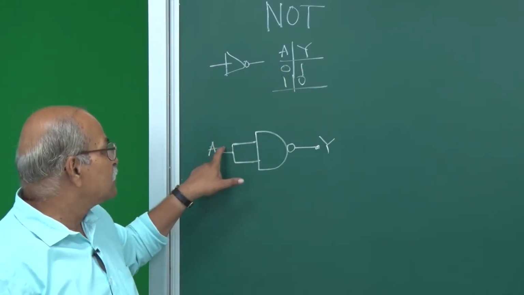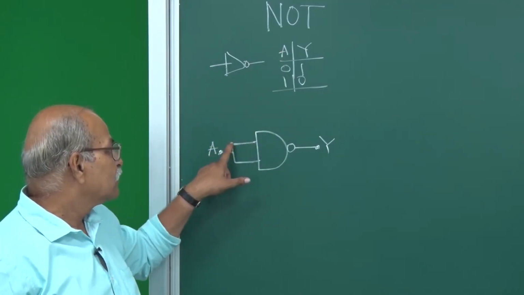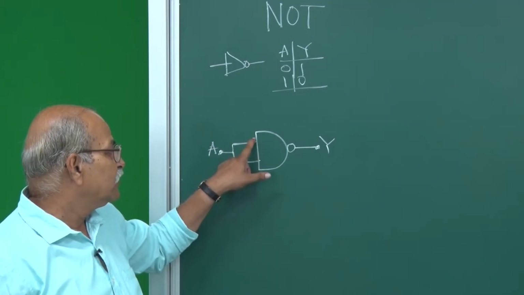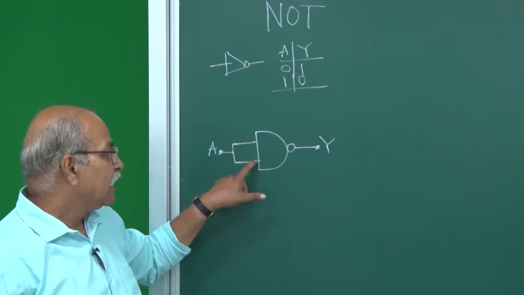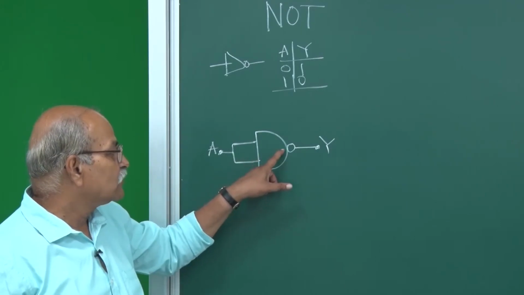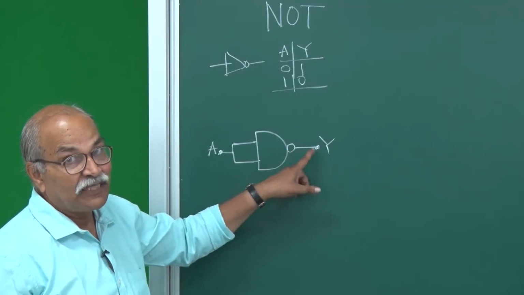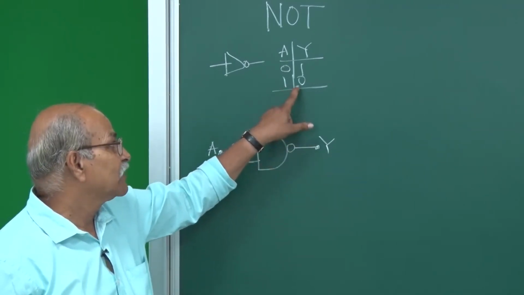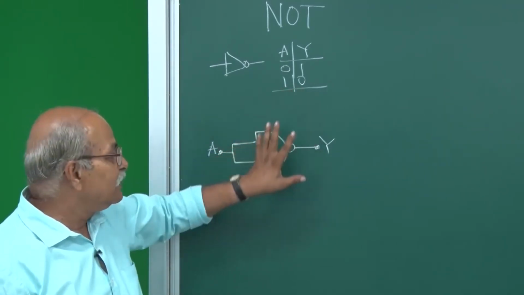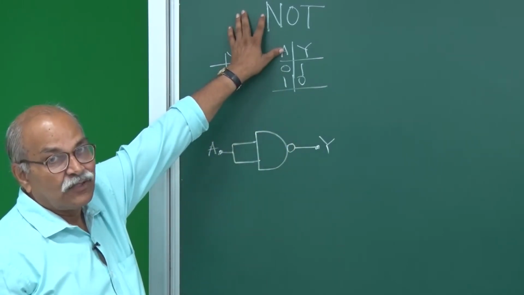And if A is 1, you are giving 1 here, you are giving 1 here. So both the inputs are 1 1. AND gate 1 1 will become 1. So here it is 1, and then NOT of that will become 0. So this 1 becomes 0. So only using the NAND gate I can get this NOT gate.